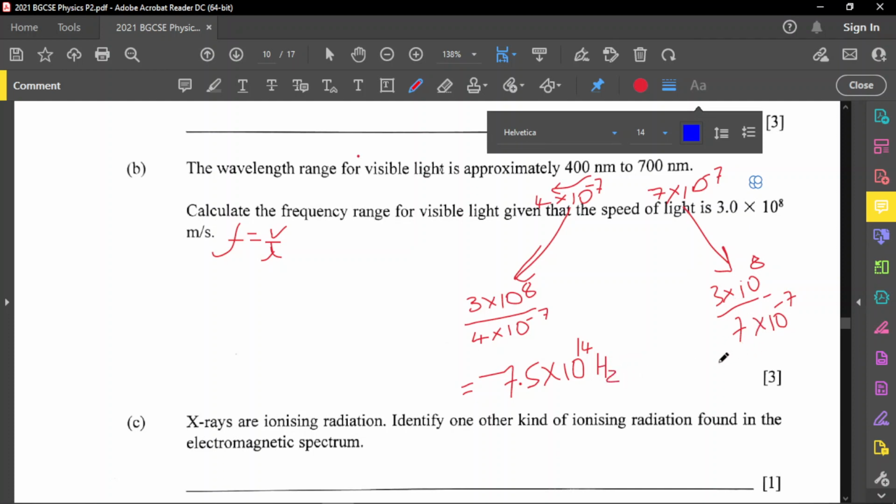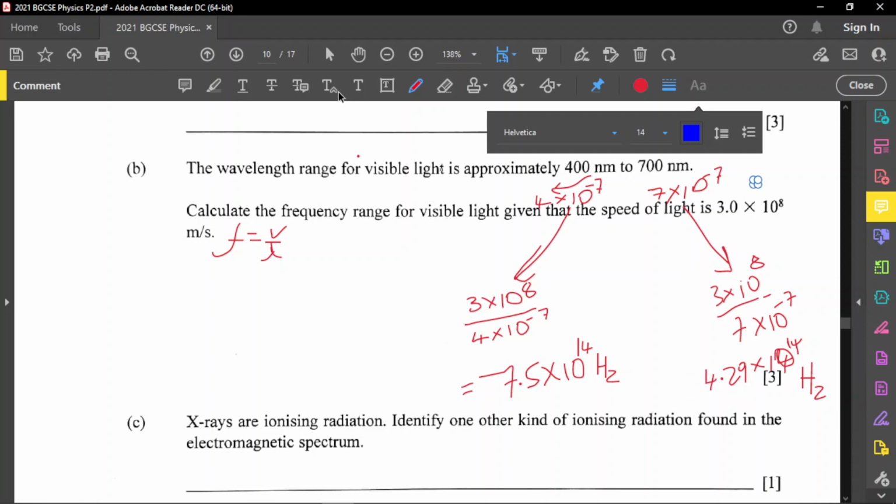Now, when you divide this, what you should get here is 4.29. So 4.29 times 10 to the 14 hertz. That will be a range of your frequencies. You put the smaller one first, which is 4.29 to 7.5. So that will be the frequency range from this to that.